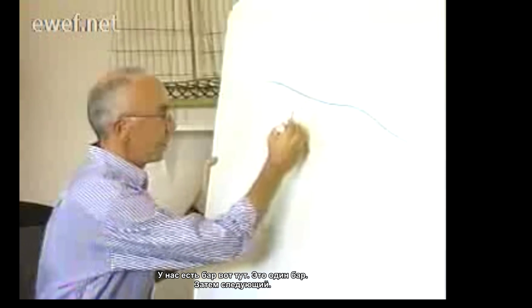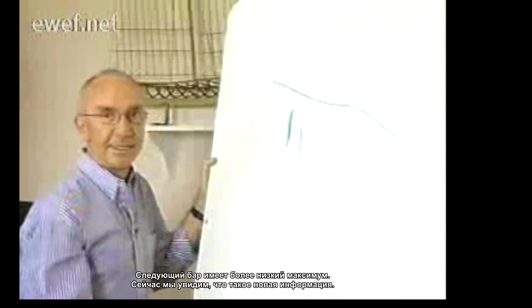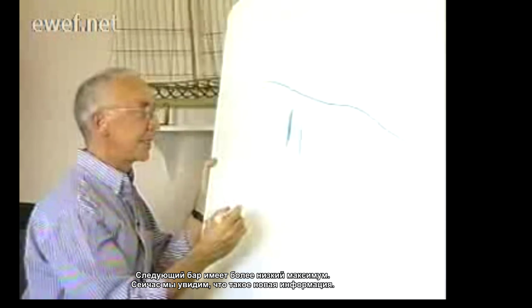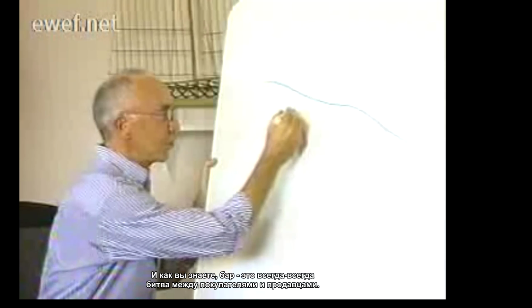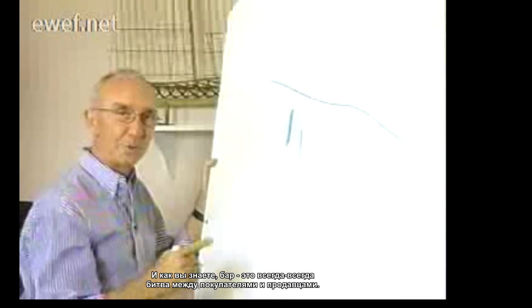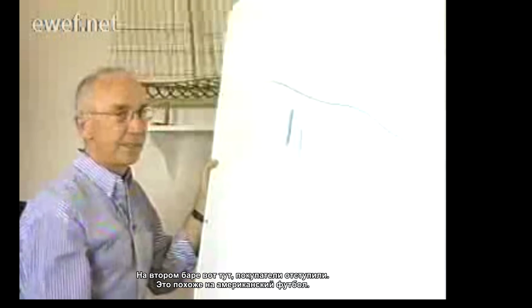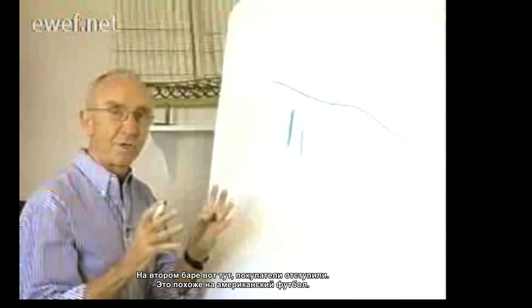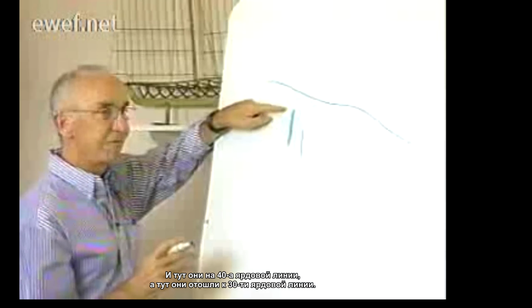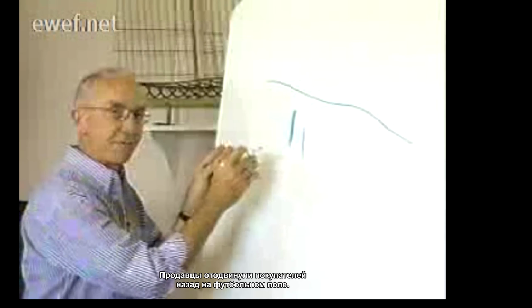This is one bar. Then the next bar has a lower high. Now we want to look at what new information is. And as you know, this bar and any bar is always a battle between the buyers and the sellers. On this second bar here, the buyers have lost ground. It's kind of like a football game. Up here they're on the 40-yard line. Down here they're back on the 30-yard line. The sellers have pushed the buyers back on the ball field.